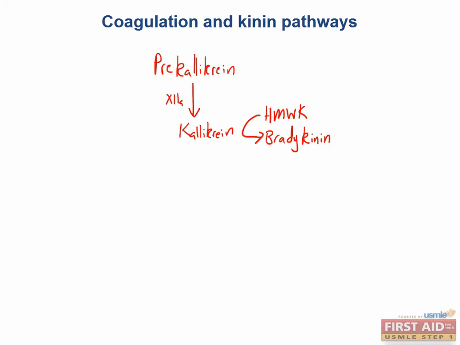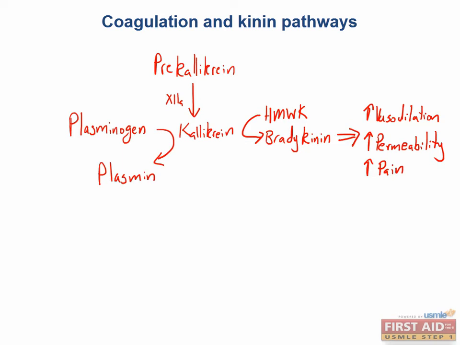Bradykinin then begins a kinin cascade that increases vasodilation, vessel permeability, and pain, all of which should be familiar signs of inflammation. Think back to rubor, calor, dolor, and tumor. Kallikrein also converts plasminogen to plasmin, and plasmin helps to activate C3 to C3a, which begins the complement cascade for fighting infections and inducing inflammation.